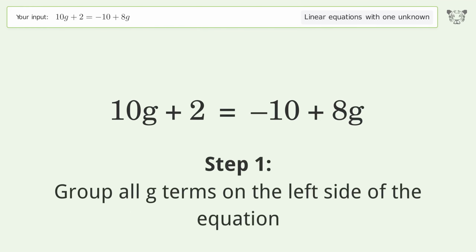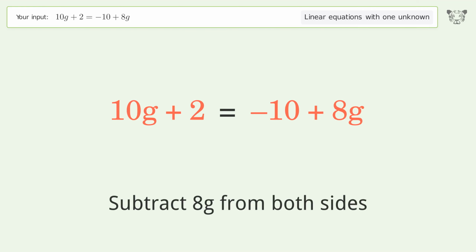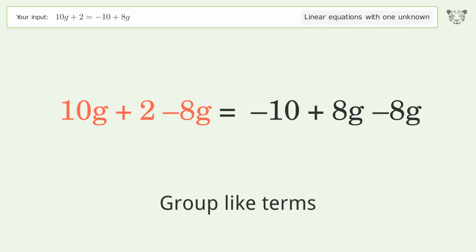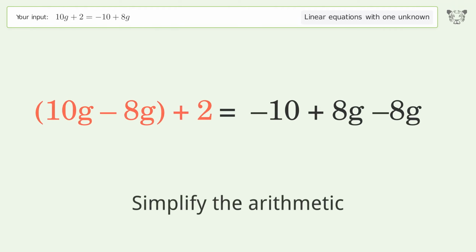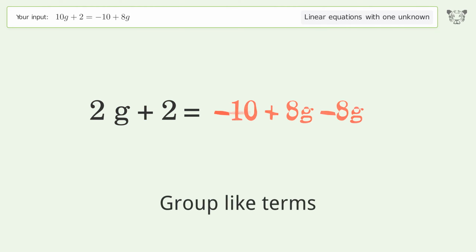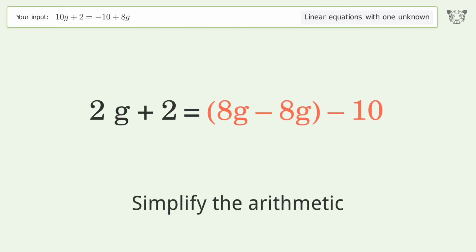Group all g terms on the left side of the equation. Subtract 8g from both sides. Group like terms. Simplify the arithmetic. Group like terms. Simplify the arithmetic.